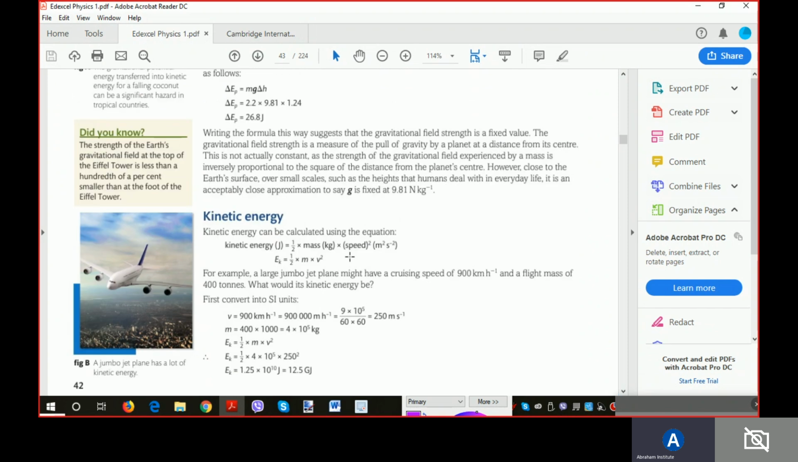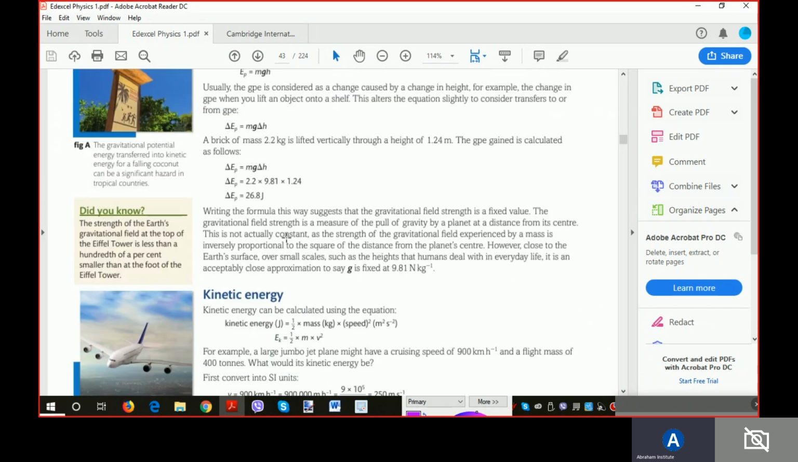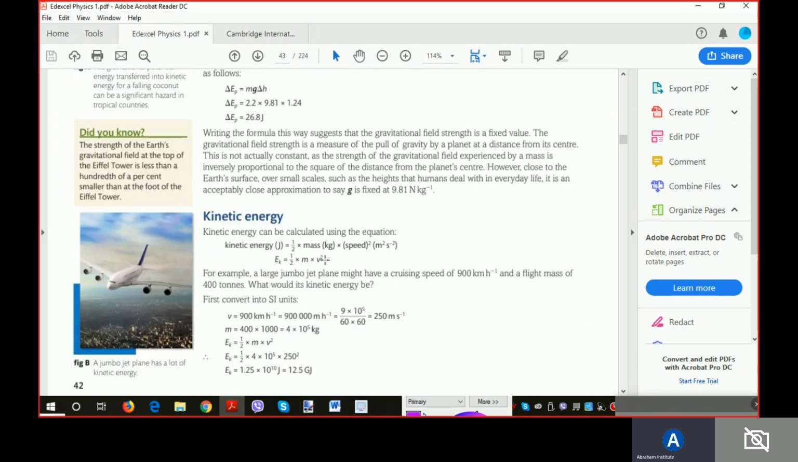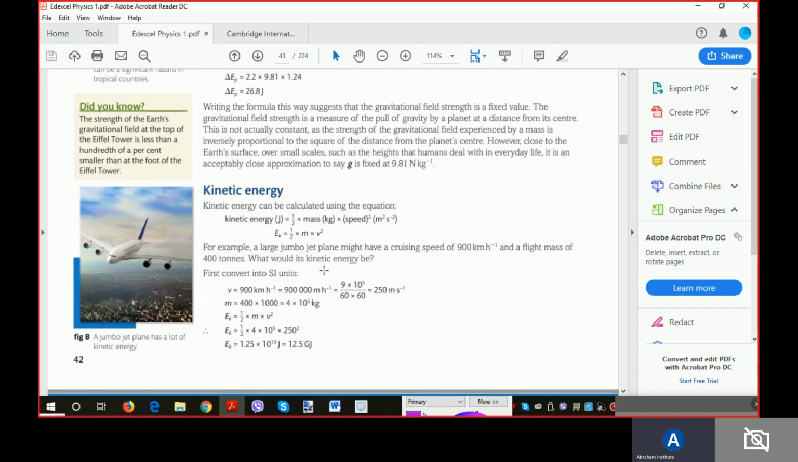Okay, so here are some questions, very, very simple. Keep in mind the height is the vertical height here, and the kinetic energy increases with increasing velocity. If the velocity is 0, the kinetic energy is 0. Kinetic energy is also called movement energy. Okay, let's go through this example quickly. A brick of mass 2.2 kilograms is lifted vertically through a height of 1.24 meters. So the mass is 2.2 kilograms, g is 9.81, and the height is 1.24. The GP again is calculated as follows. GP stands for gravitational potential energy. So substituting into the equation, you get the answer. Okay, very simple.